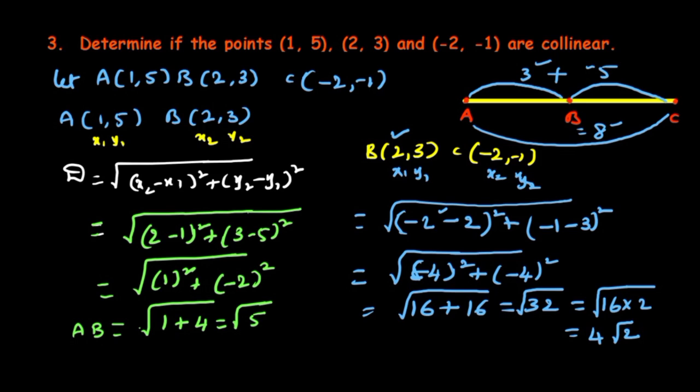Okay, so it's very clear here. For AB distance we got root 5, and for BC distance we got 4 root 2. Now we should find the distance between A and C. So what is the point A? The point A is given as 1, 5, right? So 1, 5, and C is minus 2, minus 1. To find the distance between these 2 points, here I'm taking again, as usual, x1, y1, and x2, y2.